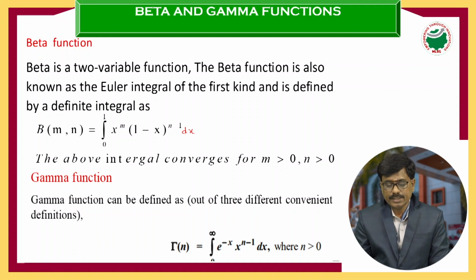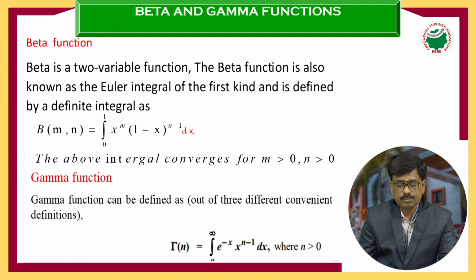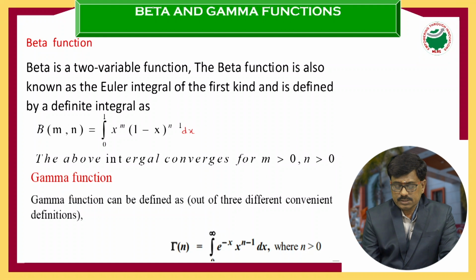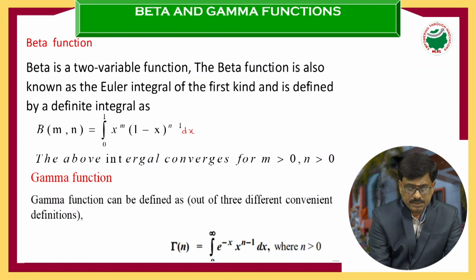Beta function is an Eulerian integral of the first kind, which is an improper integral. I discussed improper integrals also, which involve unbounded functions. Further, we classified them into the first kind of improper integral and the second kind of improper integral. Let us talk about the beta function. Beta function is a two-variable function, and it is represented by beta of m comma n.